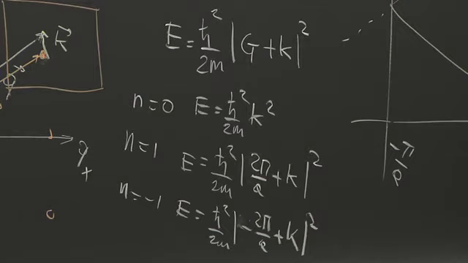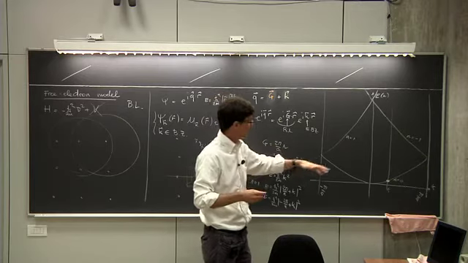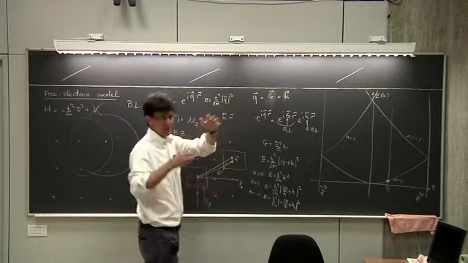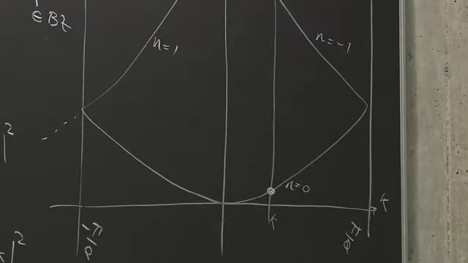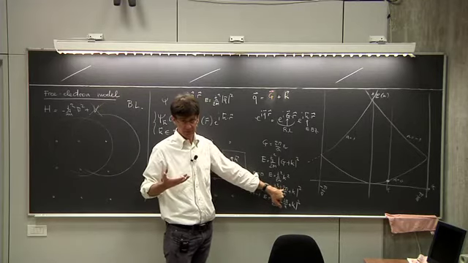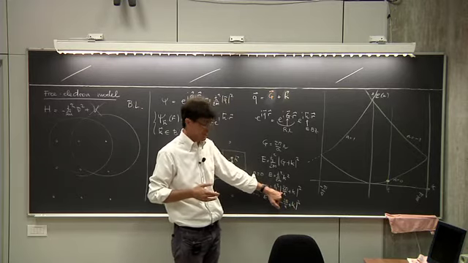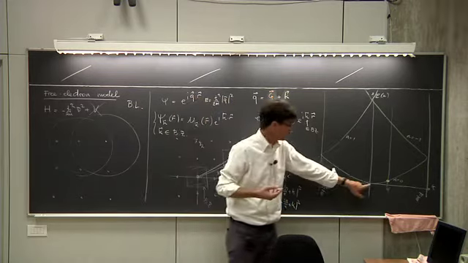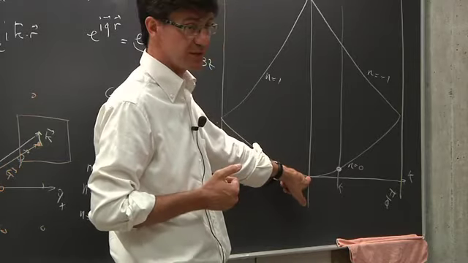In principle, I can continue, right? I can continue 3, 4, -3, -4, and I will obtain a sequence of segments of parabolas whose energy is higher and higher and higher. In fact, it grows almost like n squared, right? At k equals 0, this is n squared. So this point, for example, is actually n squared. N equals 0 is 0, right?